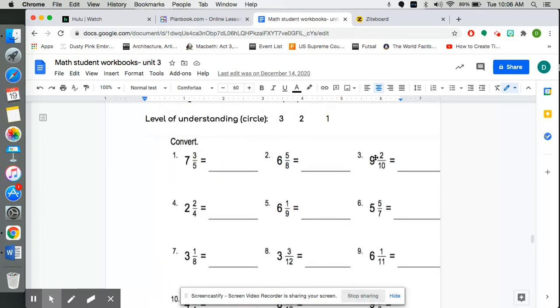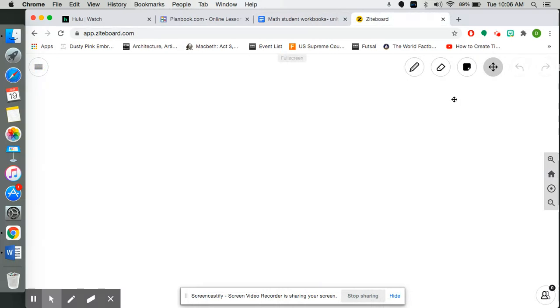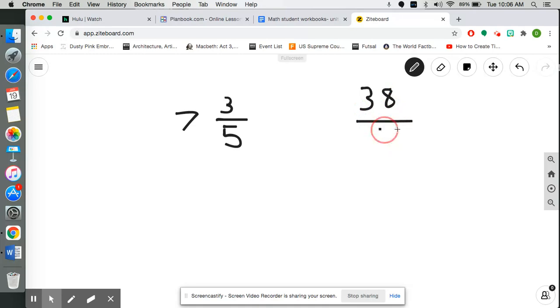So it's been a while, but let's just go over the difference between a mixed number and an improper fraction. So remembering a mixed number is a whole number plus a fraction. An improper fraction would then be when the numerator is greater than the denominator. So this is an improper fraction, and this is a mixed number.